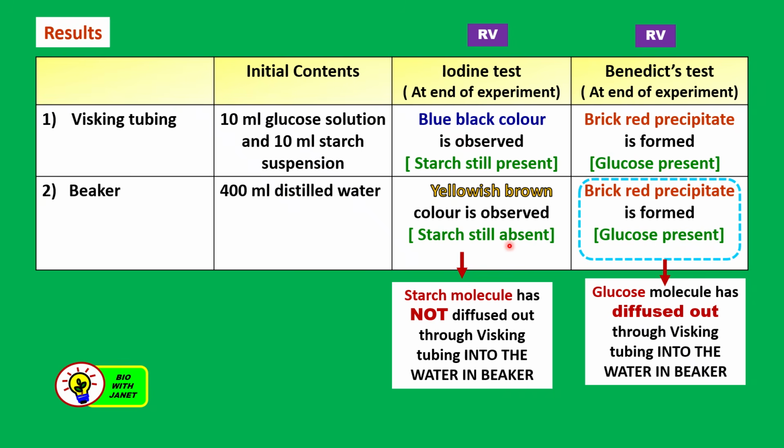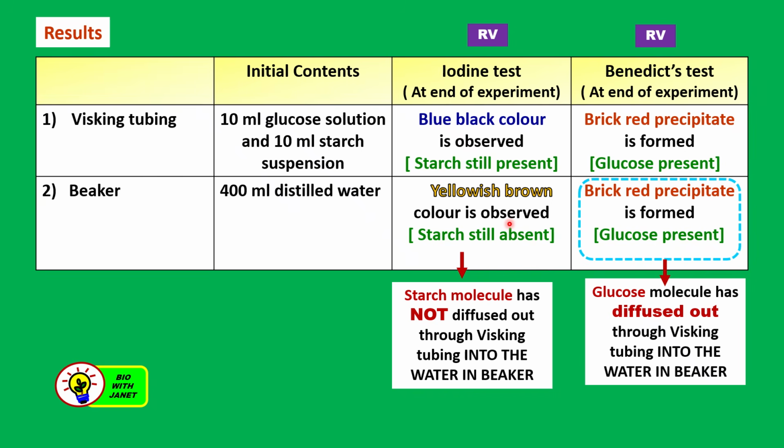What is found in the water in the beaker? Initially, there was just distilled water in the beaker. So after 15 to 30 minutes, did any of these substances diffuse out? Glucose molecules or starch molecules? Did they diffuse out? So we conduct the iodine test and the Benedict's test to find out. Okay. So now for the water in the beaker, or the solution in the beaker, with the iodine test, a yellowish brown color is observed. That means there is no change in the color of the iodine solution.